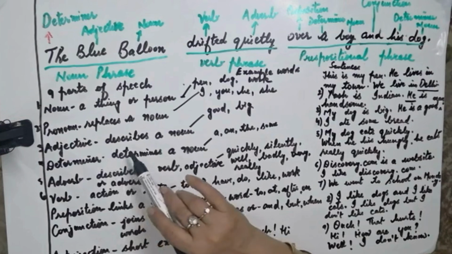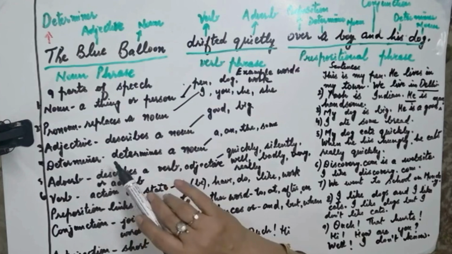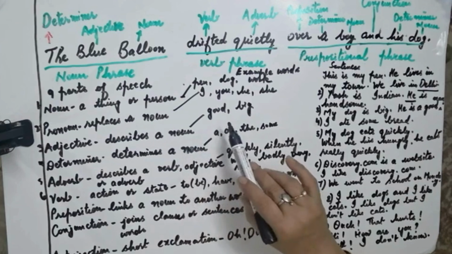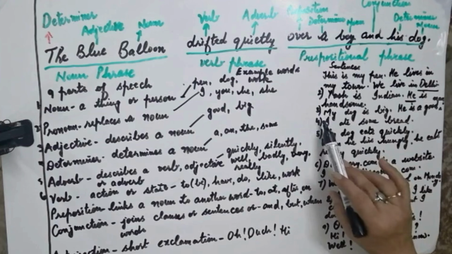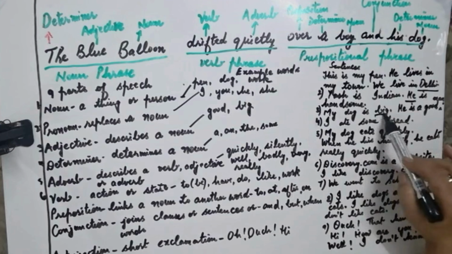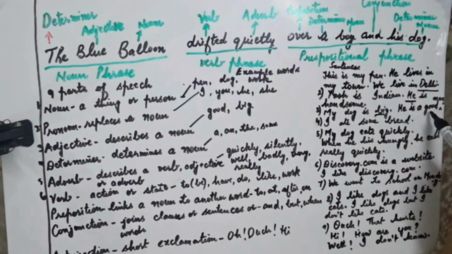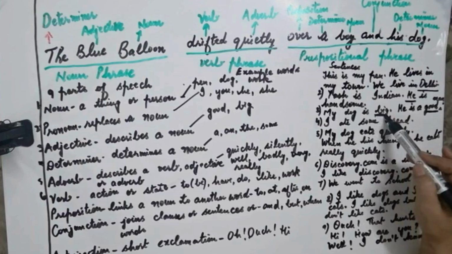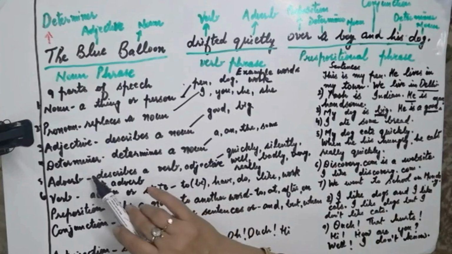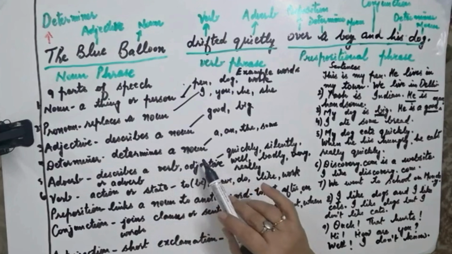Adjective is a part of speech which describes a noun, like good, big. Example: my dog is big. He is a good man. What type of a man is he? He is a good man. What type of a dog is he? My dog is big.